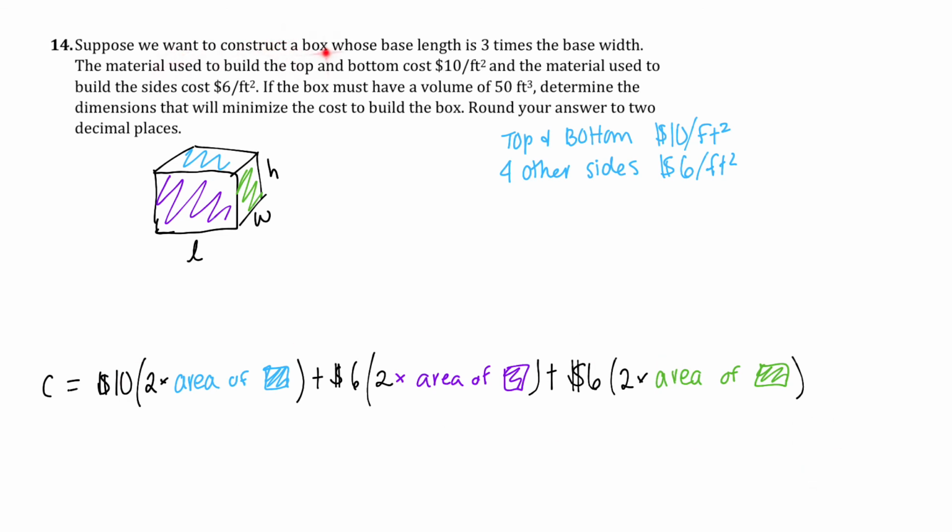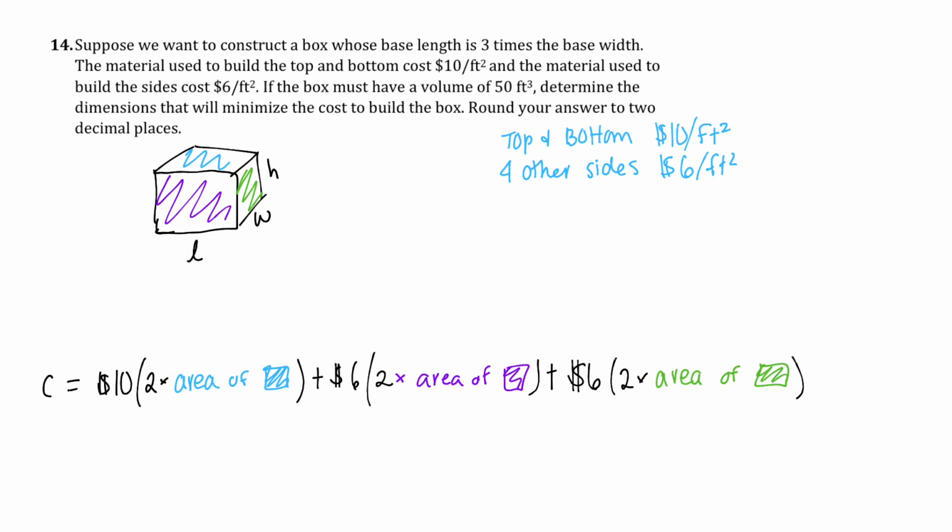We want to construct a box whose base length is 3 times the base width. So this length is actually 3W. Actually, give me a moment here. It is 3W, but I'm going to talk about this equation in terms of L, W, and H first, and then I'll come back.